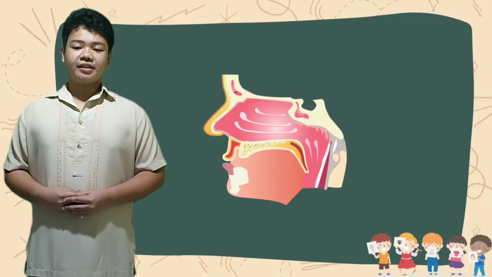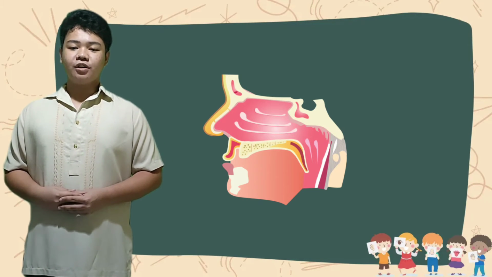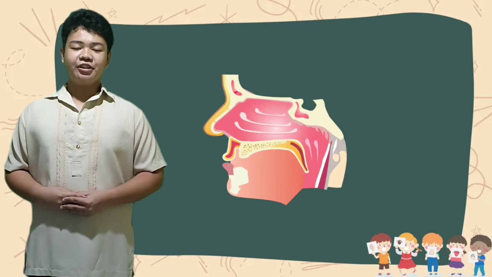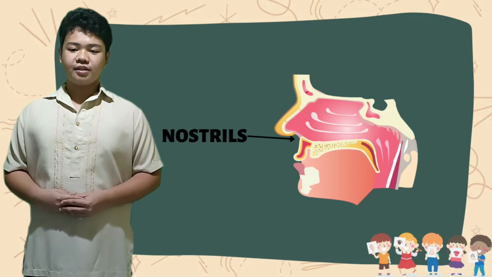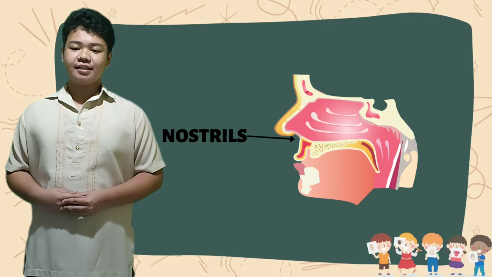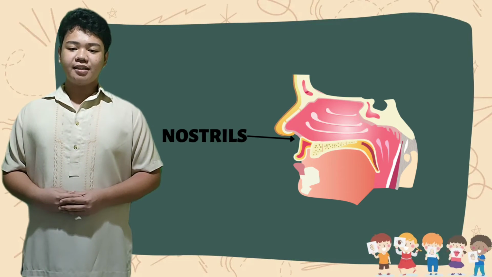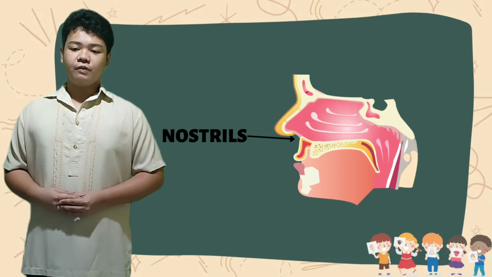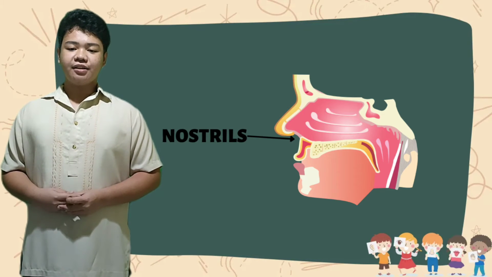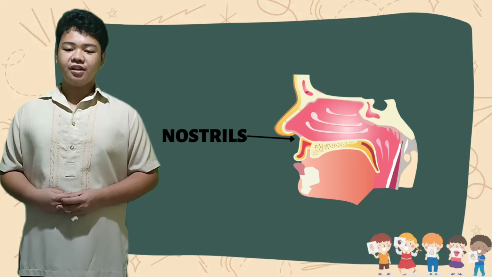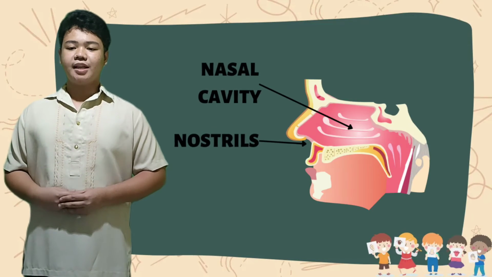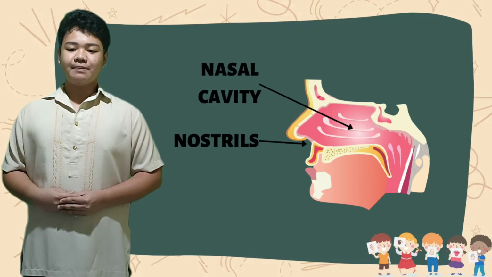We use it to breathe. The nose is made up of nostrils, nasal cavity, and nerves. The nostrils are the two holes of the nose. Inside the nostrils are hairs that keep dust out of the nose. When you inhale, air enters the nostrils and passes through the nasal passages and into the nasal cavity. The nasal cavity is the space behind your nose.